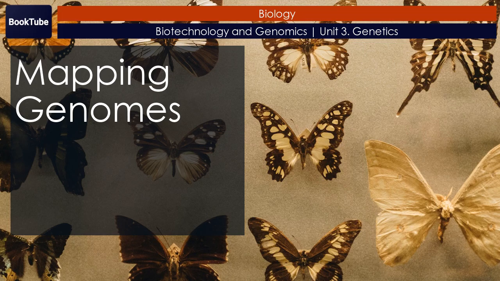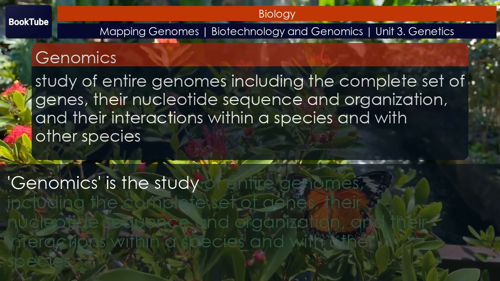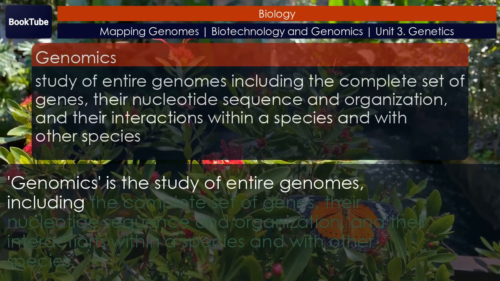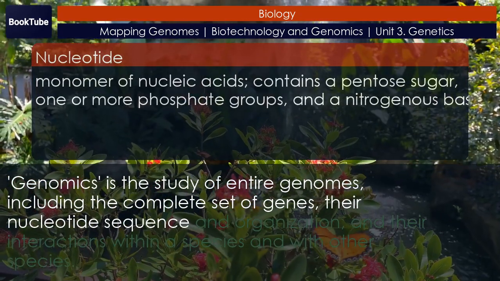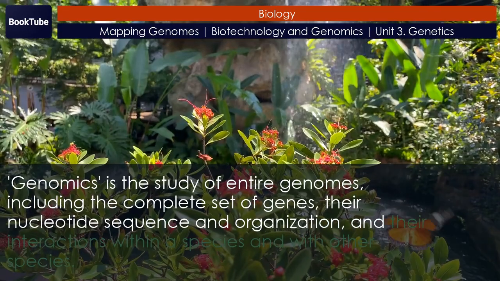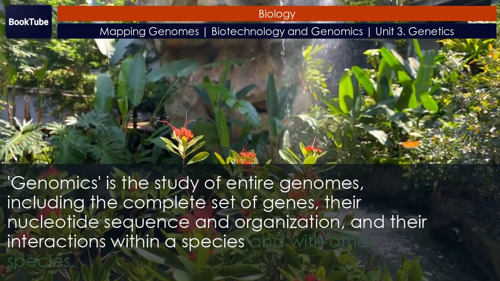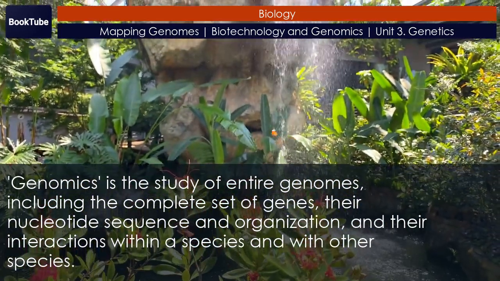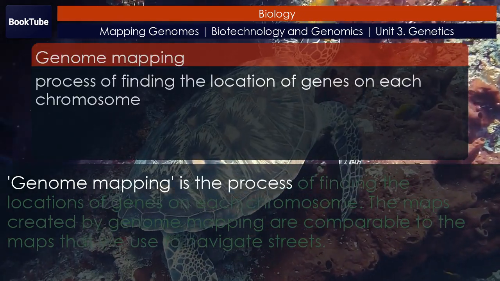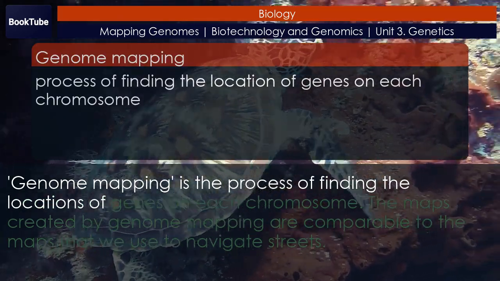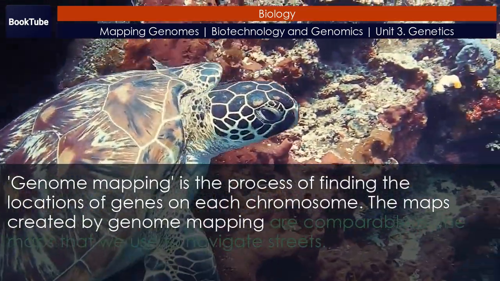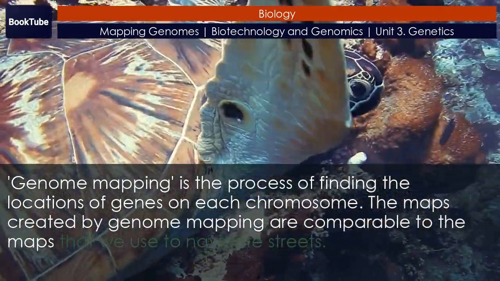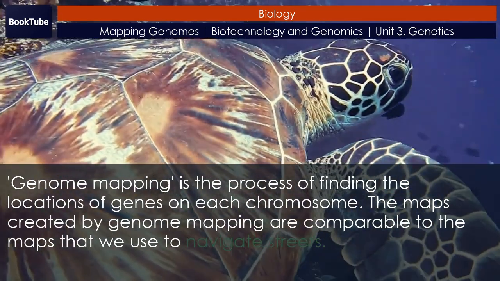Mapping genomes. Genomics is the study of entire genomes, including the complete set of genes, their nucleotide sequence and organization, and their interactions within a species and with other species. Genome mapping is the process of finding the locations of genes on each chromosome. The maps created by genome mapping are comparable to the maps that we use to navigate streets.